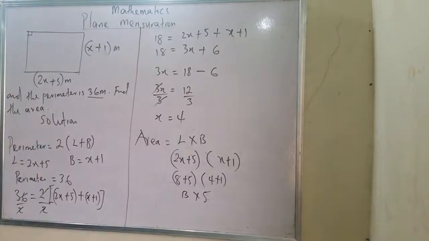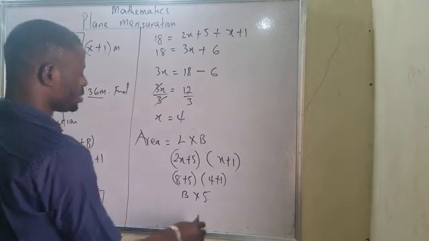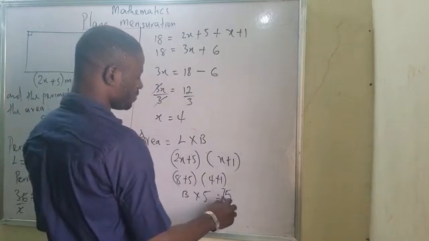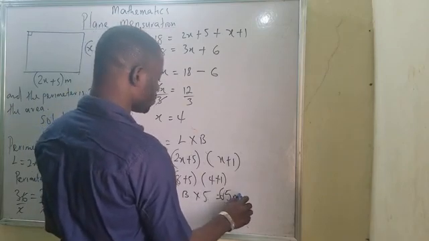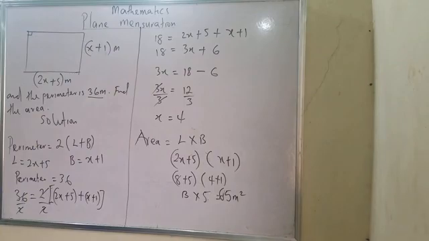Since I have that, everything I want is already 13 times 5, which is going to be what? 13 times 5 will surely give us what we need, which is 65. With that, I have 65 as my answer, in meter square. Please take note of that unit.